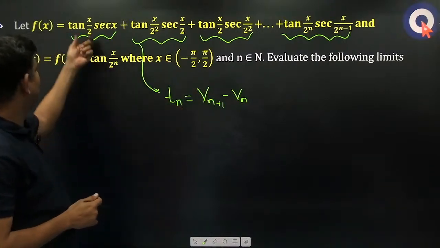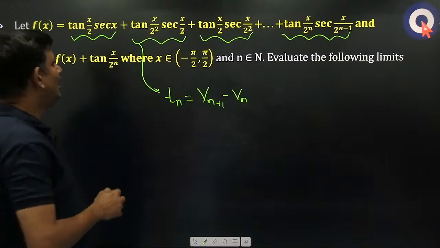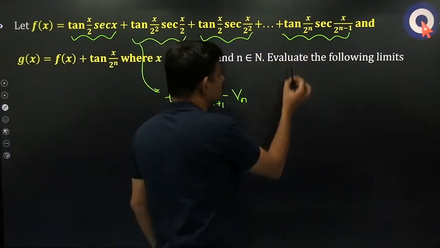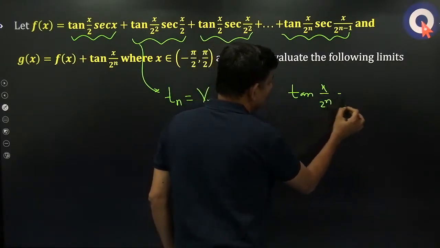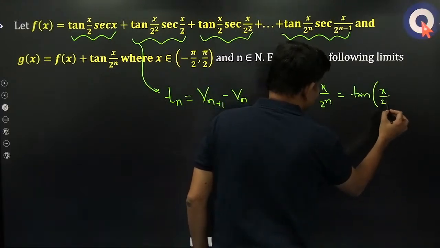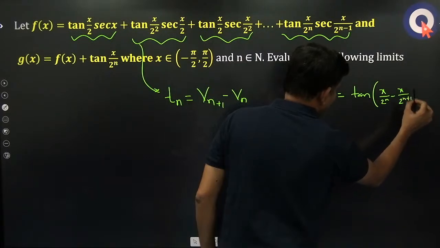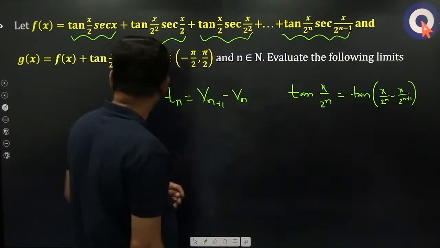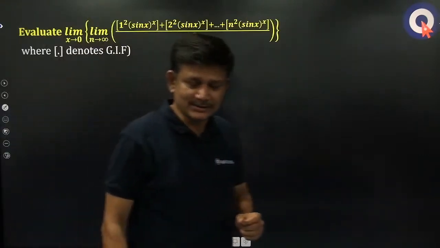So tan x by 2 is there. See it as tan x minus x by 2, or just catch hold of the general term and focus on tan x by 2 power n, you see it as tan of x by 2 power n minus x by 2 power n plus 1. This difference will also be the same. Okay, यहाँ से शुरू करके you can expand it and get the result. So it is a question on telescopic cancellation.